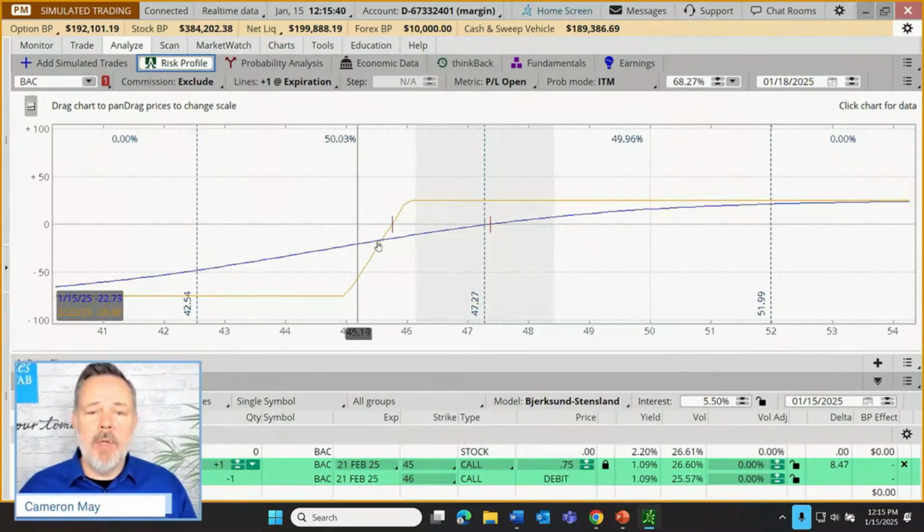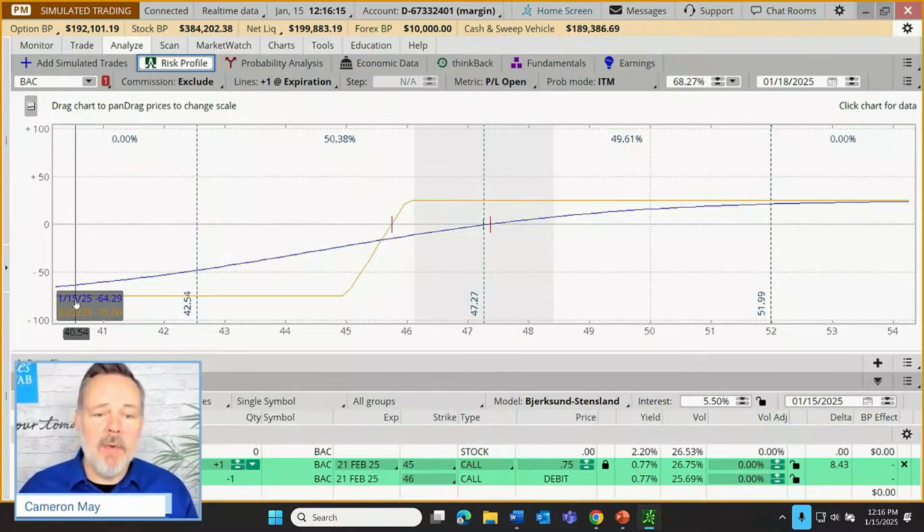What is this blue line? Again, color schemes can be different on different traders' platforms. I've changed these to blue and orange. So if it looks different on yours, that's okay. But with this more curved, sloped line, this is showing us how this trade is performing as of today. So the assumption of the orange line is that we're at expiration. Notice the blue line is dated 1/15. Today is January 15th of 2025.